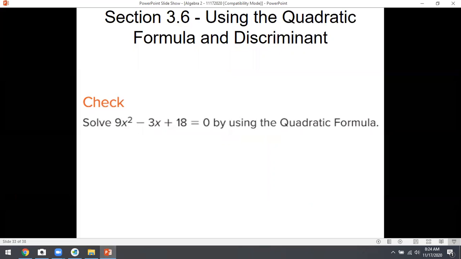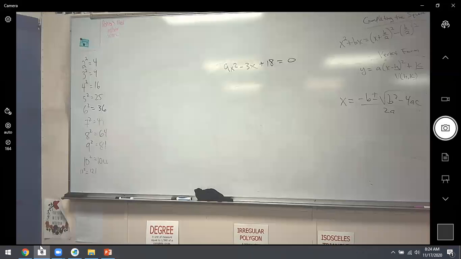Let's try this one. Can't do enough. Solve 9x squared minus 3x plus 18. Always be checking, too, is your equation equal to 0? All the problems I've been giving you are equal to 0. That's great, but they're not always. Your first step, of course, like most things, is to set equal to 0 and do it.